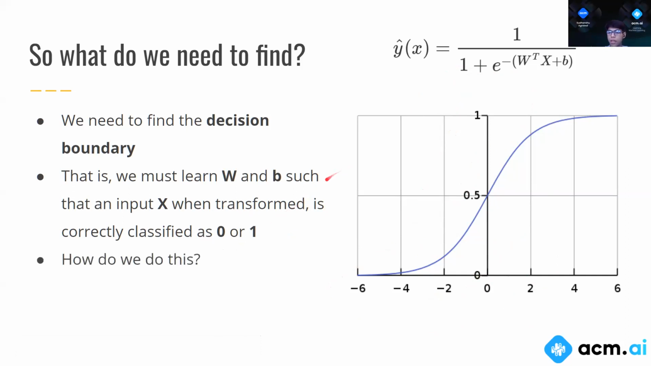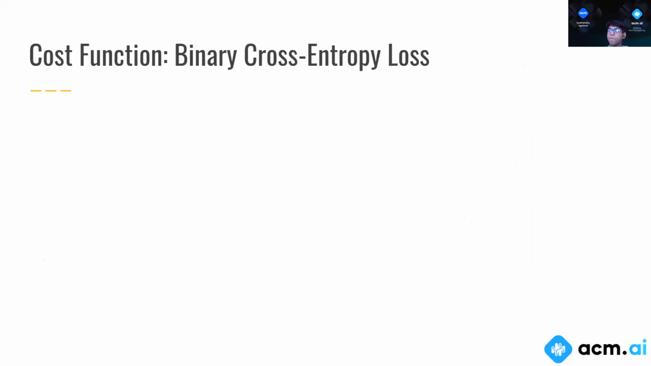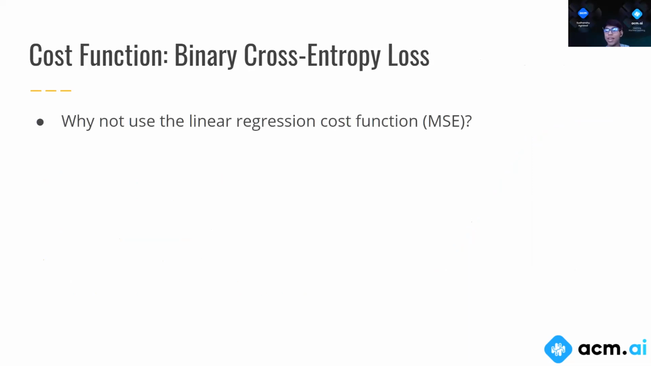And how do we do this? Like we mentioned, we need to learn w and b. So how do we learn anything in machine learning? We do gradient descent. We're going to define a cost function and perform gradient descent on that cost function. The cost function we use for logistic regression, like Adithya mentioned, is a little different from linear regression. It's what we call binary cross-entropy, which is a cool name, by the way. And the question naturally arises, why not just use linear regression? Why not just use MSE? The answer is we could, but it's not going to be very good.